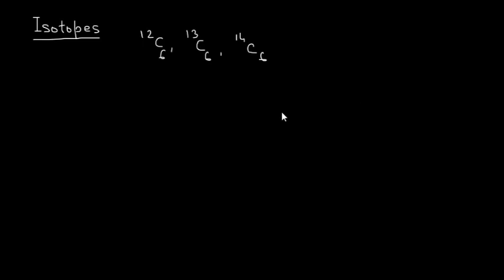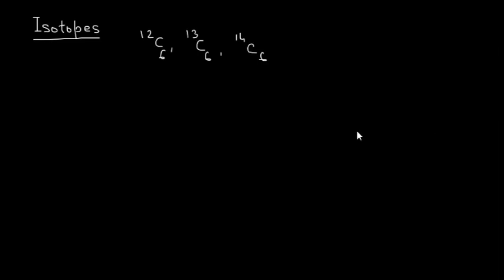Now let us see what isotopes are. Isotopes are elements which have the same atomic number but different atomic masses. For example, carbon is present in three forms: one whose mass is 12, another whose mass is 13, and the last one whose mass is 14. So carbon is present in three isotopes.